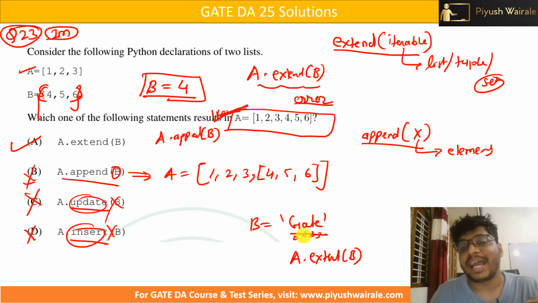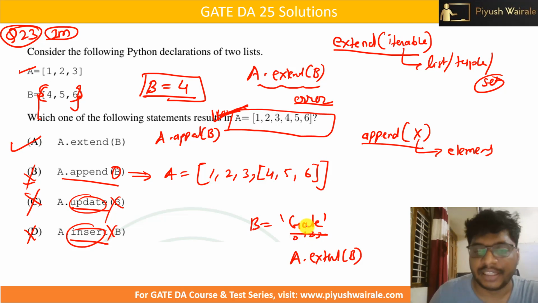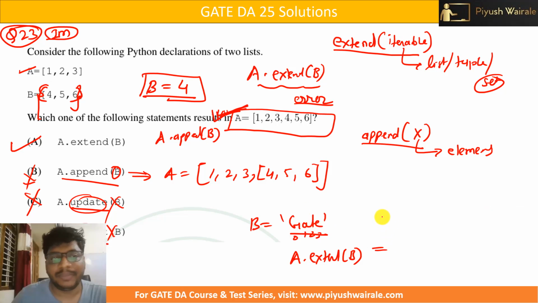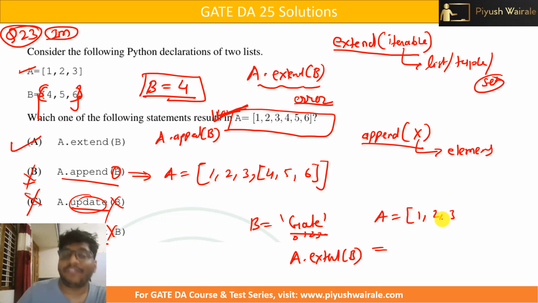This will also get added into the existing list here. The output of a.extend(b), where b is basically a string. So what will the output be? Tell me. Here a equals 1, 2, 3. After that it will be an iterable.